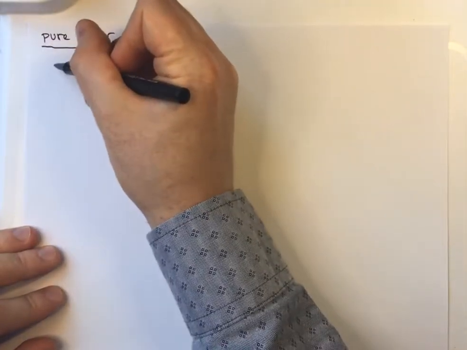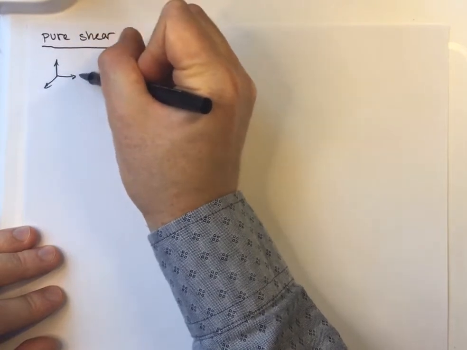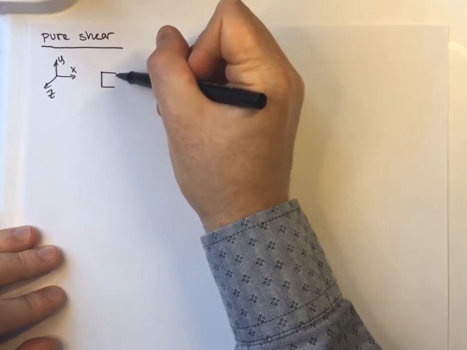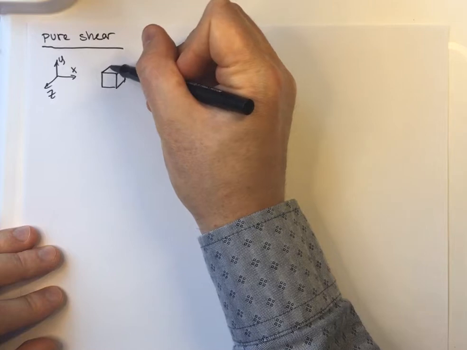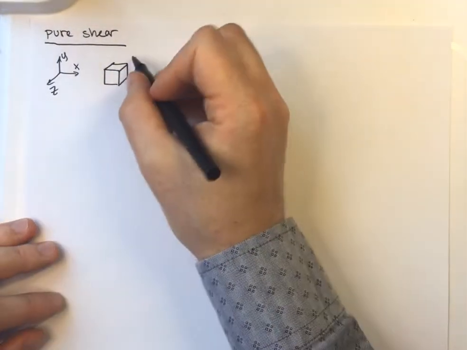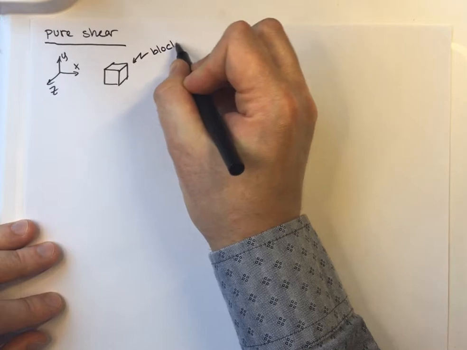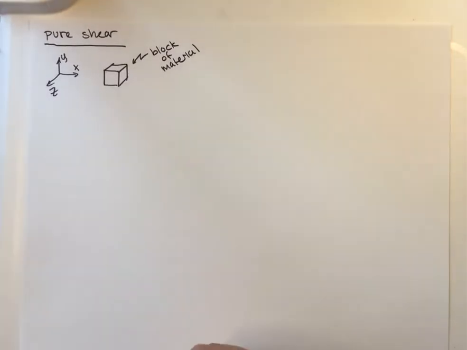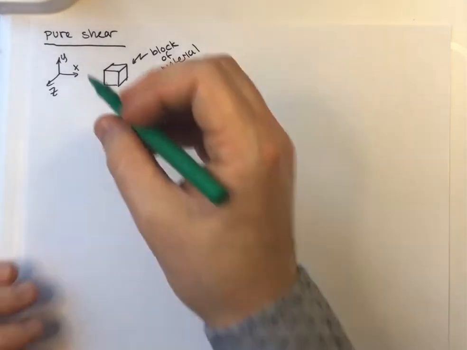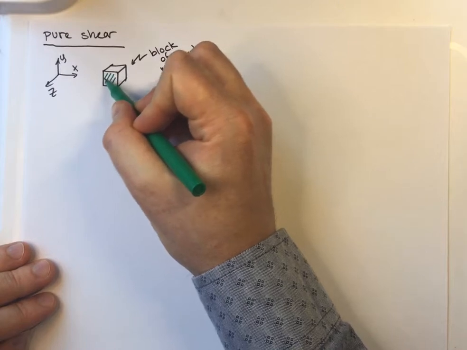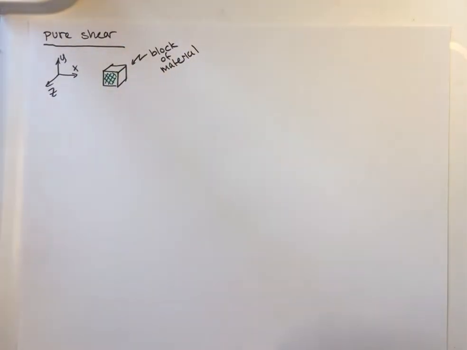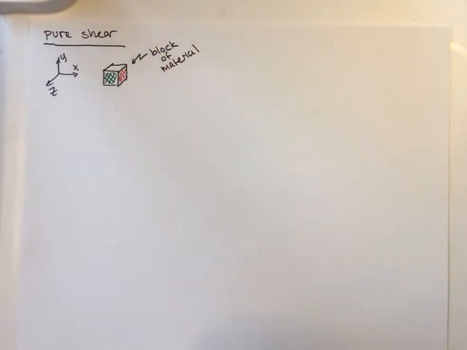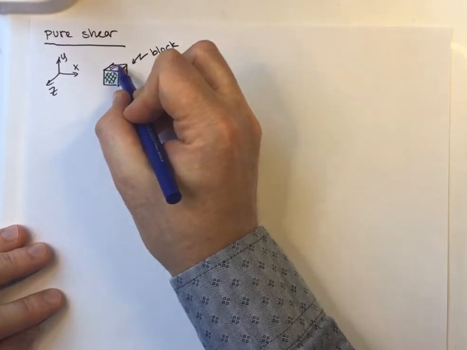Okay, so we're going to have our axes here again. Here's X, here's Y, here's Z, and I have some block of material here. Okay, and this is our block of material. And we've done something similar before. We're going to talk about some different faces here, so I'm going to color code those. So there's the green face. Here's the red face. And up here is the blue face.